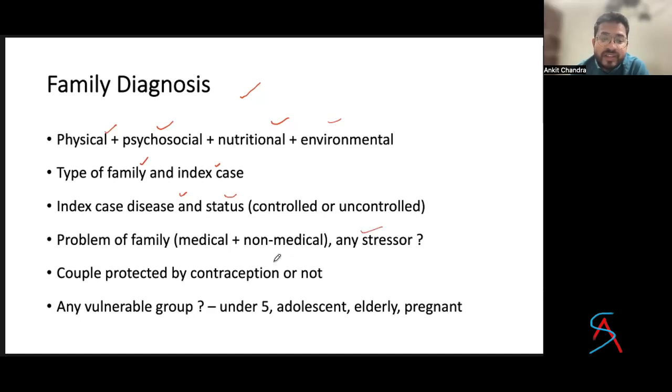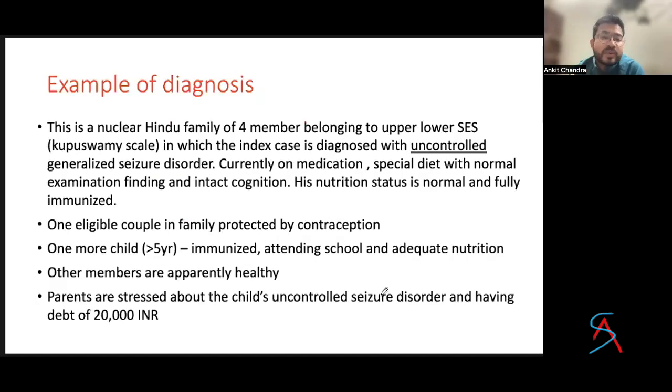You have to mention whether there is any couple protected by contraception or not, and whether there is any other vulnerable group in the family, under five or adolescent. That thing you have to mention. I'll give you one example. So this is one example.